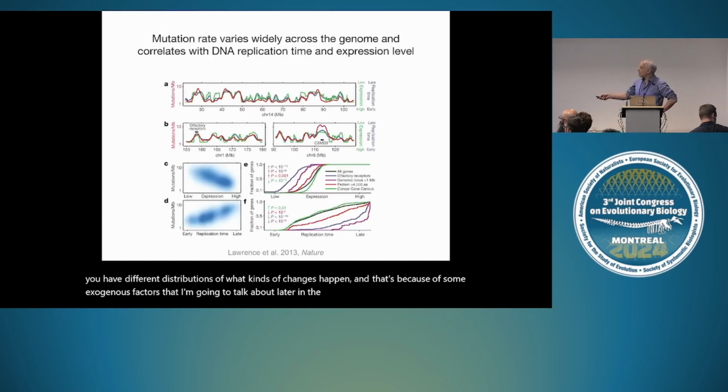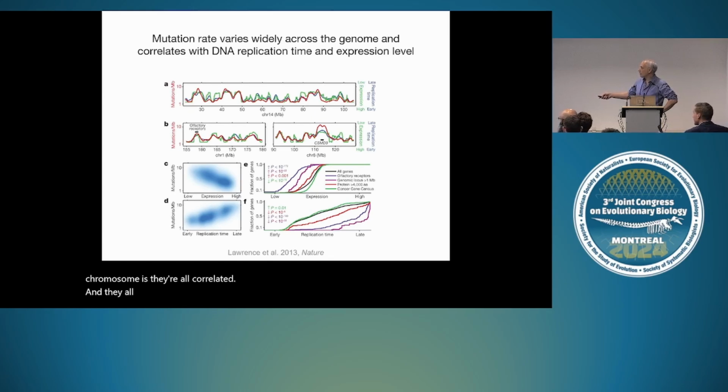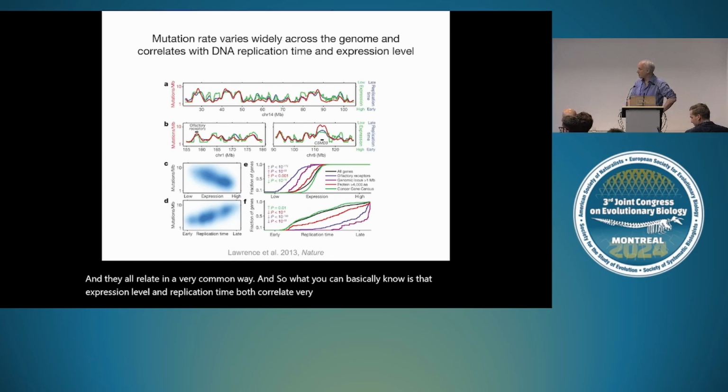But the main thing with regard to genes is that mutation rate varies widely across the genome, and it correlates with DNA replication time and expression level. I'm not going to go into detail about this, but you see these lines. These all correspond to replication time, mutation rate, and where across the chromosome it is. They're all correlated, and they all relate in a very common way. And so what you can basically know is that expression level and replication time both correlate very strongly with mutation rate. And that means you can use those to predict mutation rate for a given gene.